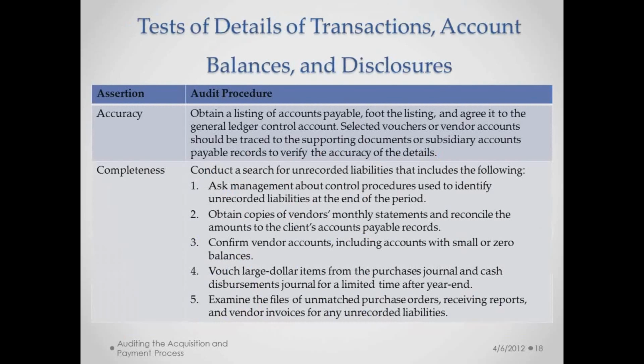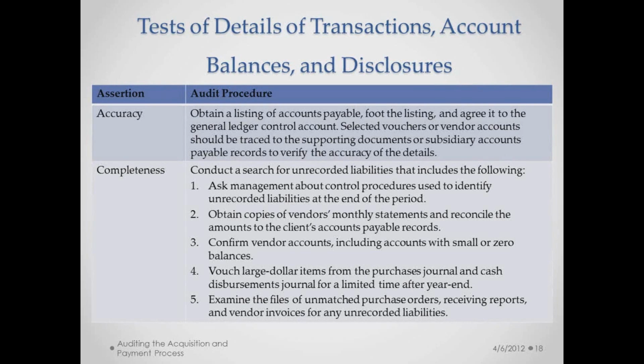Some tests of detailed balances to test accuracy: obtain a listing of accounts payable, foot it, agree it to the general ledger, look at vendor vouchers and vendor accounts, and then tie that back to supporting documentation and verify the accuracy of the details. Completeness: conduct a search for unrecorded liabilities, as I pointed out before. Ask management about their control procedures, get copies of the vendors' monthly statements and reconcile that back to what's recorded in the client's financial records.